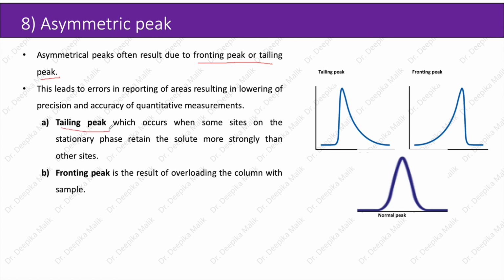Tailing peak occurs when some sites on the stationary phase retain the solute more strongly than other sites. As a result, the solute comes out of the column for a much longer duration and causes tailing of the peak. Whereas fronting peak is the result of overloading the column with the sample. Due to overloading, all the analytes do not get bound to the stationary phase and start eluting out of the column before their time.